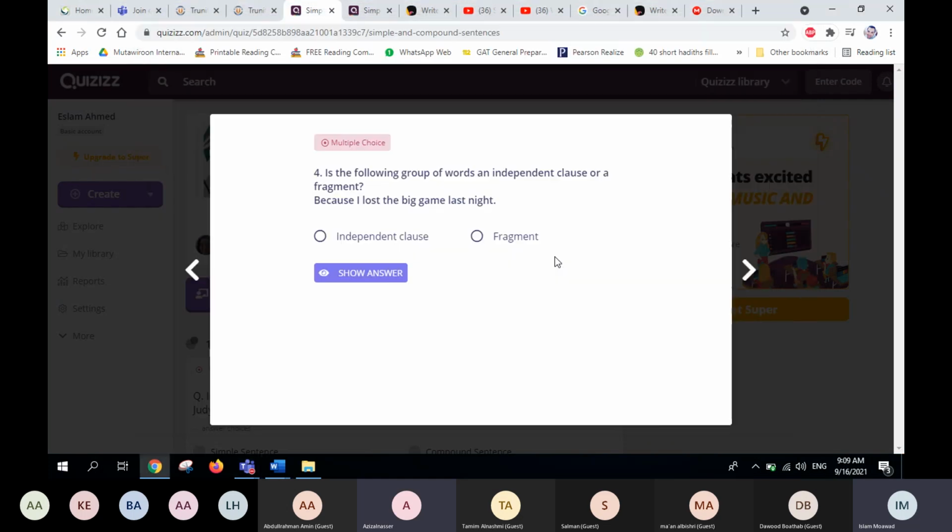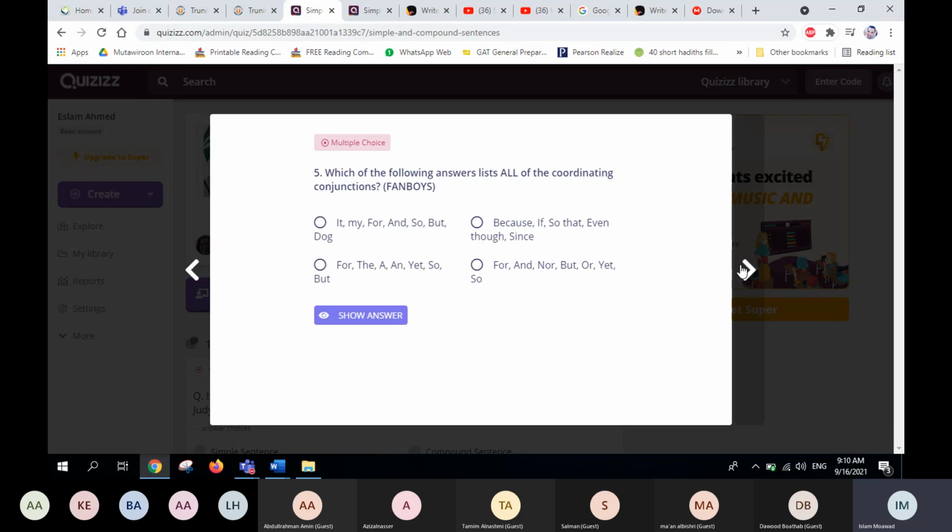Okay. So number 4. Is the following group of words an independent clause or a fragment? Because I lost the big game last night. Is it a fragment? It doesn't make sense. That's right.